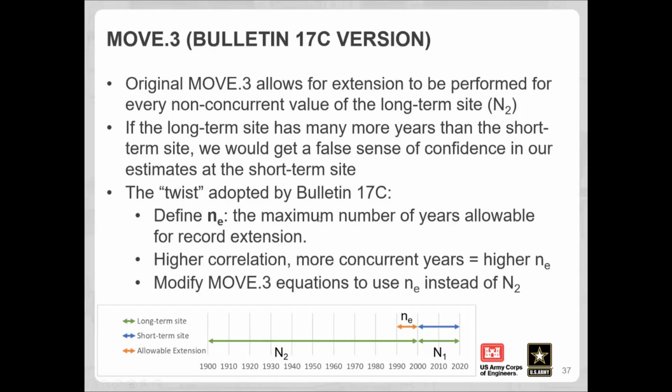So the twist that we have is this parameter, NE, the number of allowable years of extension. It's based on how well correlated the two sites are to each other. If there are more years of concurrent records, this NE also gets larger. But this is really key: this prevents us from extending so many years that our confidence limits become artificially low, and that our distribution parameters aren't overly affected by the long-term site.